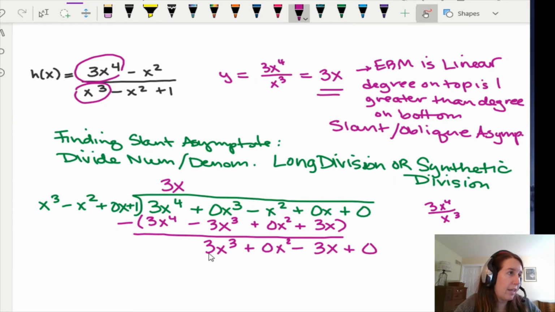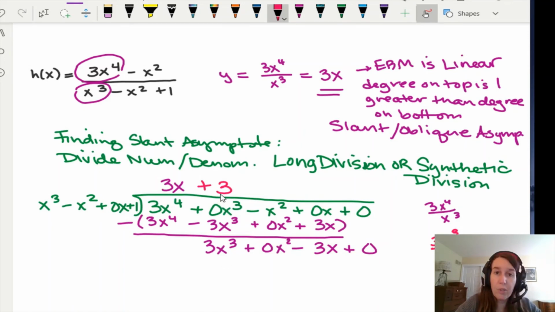All right, next term. So now I start over. Remember, I just repeat the process. So now I have 3x cubed divided by x cubed. So this one is 3x cubed divided by x cubed. That is 3. So plus 3. It's a positive 3 there.